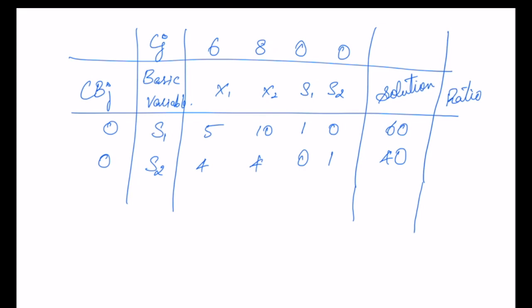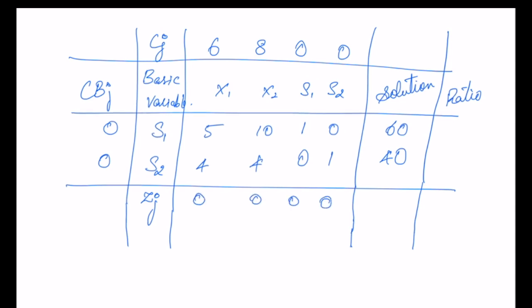So after entering all the coefficients, we come to Zj. In the initial simplex table, the elements of Zj will be 0. All the elements of Zj will be 0. How come? We are multiplying the coefficient of the basic variable, the 0 and 0, to the technological coefficient. So 0 into 5 plus 0 into 4, that is equal to 0. In the initial simplex table, the elements of Zj will be 0.